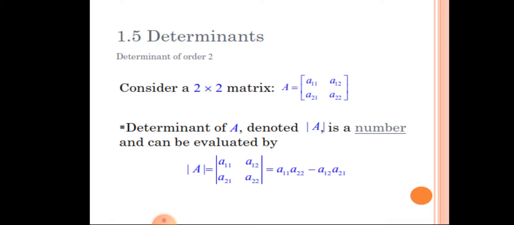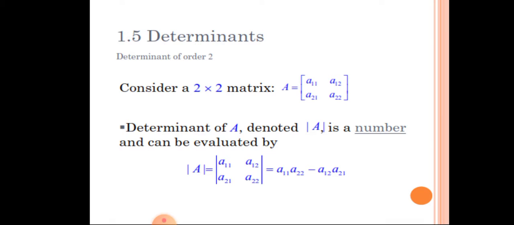Here we are considering a 2 cross 2 matrix. Capital A is equal to a11, a12, a21 and a22. A 2 cross 2 matrix is given here. I have already told you that a determinant should be of a square matrix. That is why they have given a 2 cross 2 matrix.